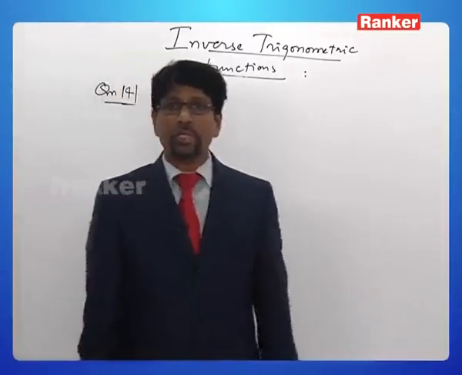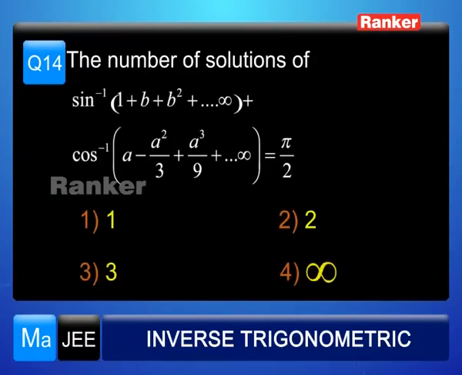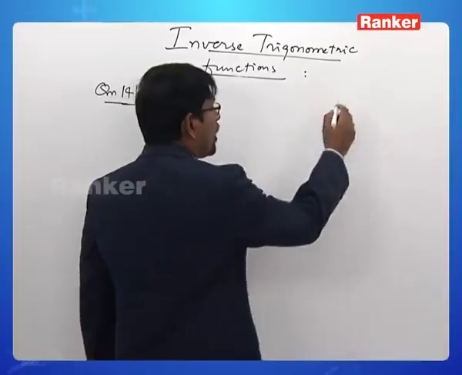Let's move on to the next question. The number of solutions of the equation sine inverse of (1 plus b plus b square, and so on up to infinity) plus cos inverse of (a minus a square by 3 plus a cube by 9, and so on up to infinity) is equal to pi by 2.